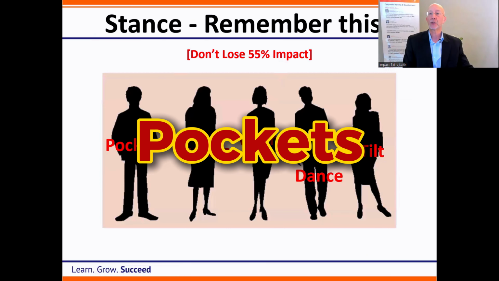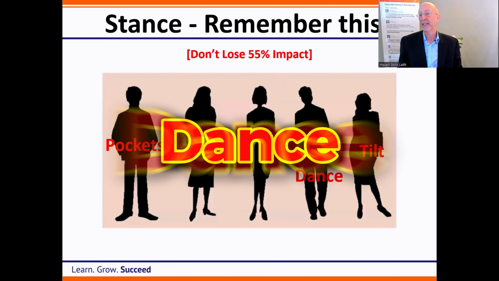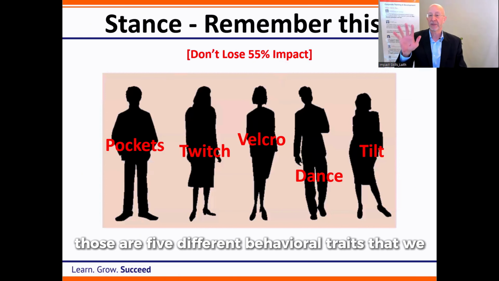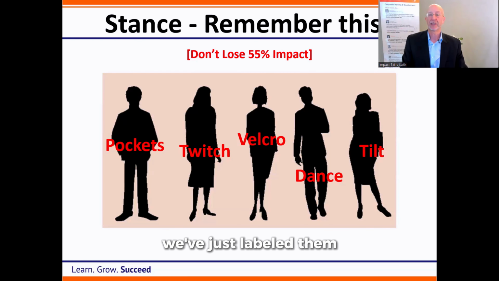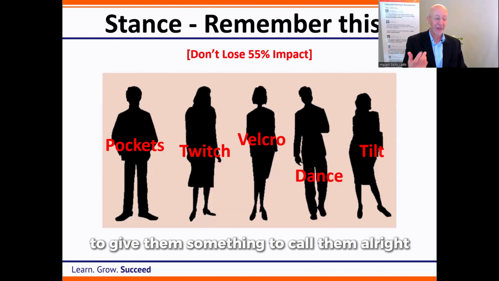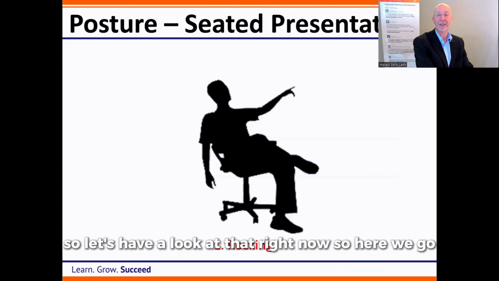Now you've got pockets, twitch, Velcro, dance, and tilt. Those are 5 different behavioral traits that we see on a very, very frequent basis. We've just labeled them to give them something to call them. All right, so let's have a look at that right now.